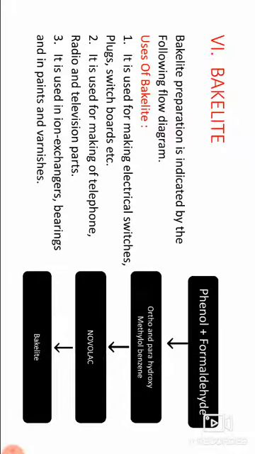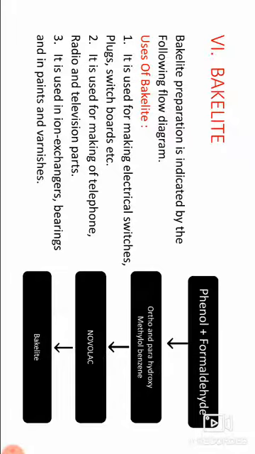Then next, Bakelite. Bakelite preparation is indicated by the following flow diagram. Bakelite is also prepared by condensation polymerization. In this preparation, two monomers are used.